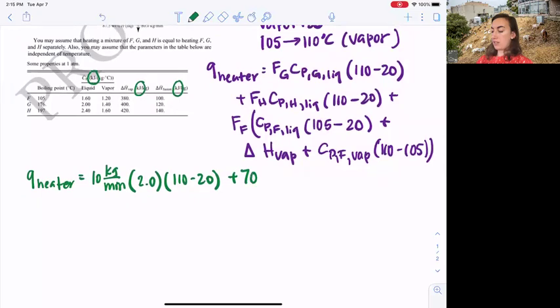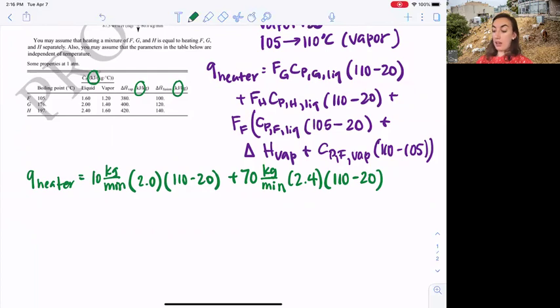Sorry about that. Okay, so if we're doing H, H is 70 weight percent and it's 100 kilograms per minute. So we're gonna have 70 kilograms per minute of H. Its liquid heat capacity is 2.4. And then it's again going to 110 from 20.